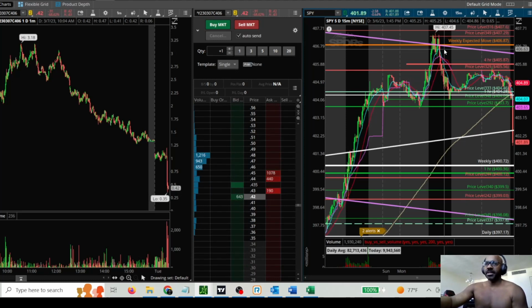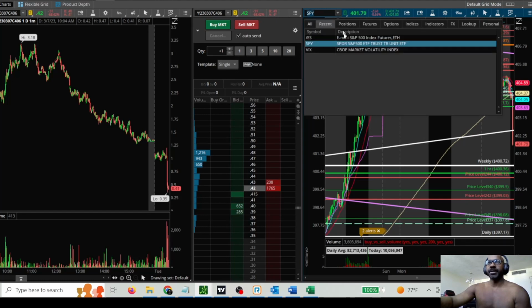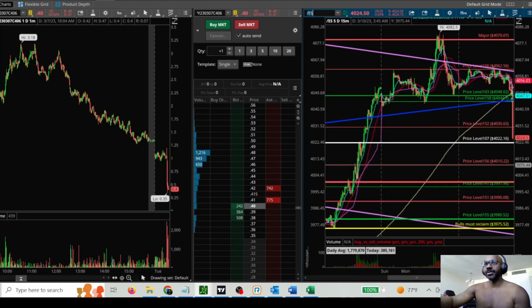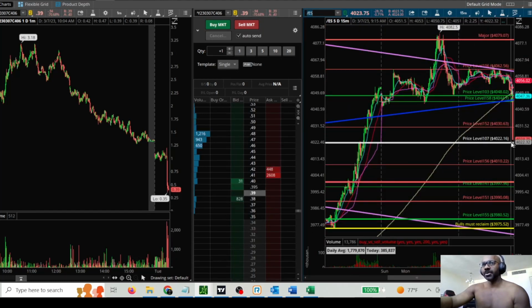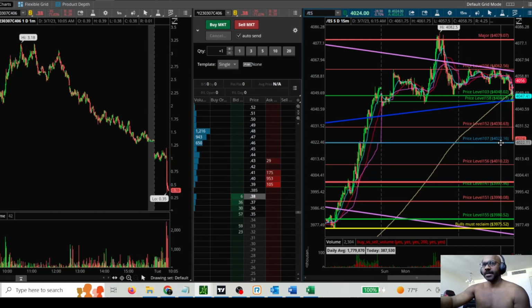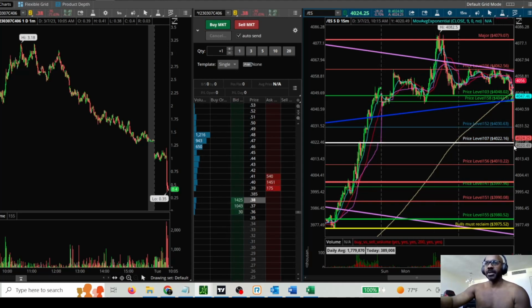What I would like to see is a 50-minute demand form just around 4020, then a retest, and then we go long. And again, to show you ES, we are approaching 4020. Let me adjust this line. Actually, I like it where it is. If it drops slightly below, so be it.